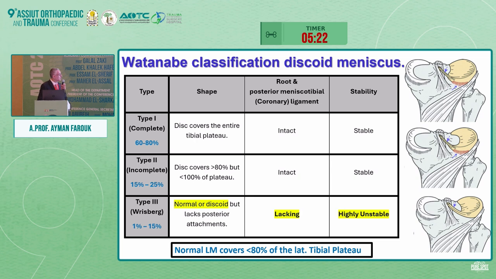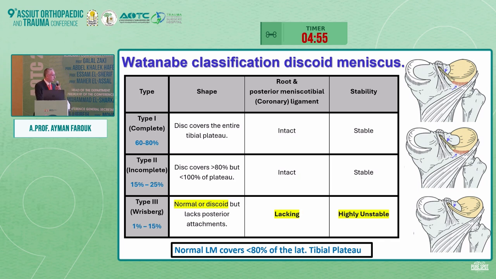Type 1 is complete discoid, in which the meniscus is disc-shaped, covering the whole tibial plateau, but it is stable because the ligaments or attachments are intact. Type 2 is covering more than 80%, but less than 100%, and it still is stable because the meniscotibial ligaments and the horns are intact.